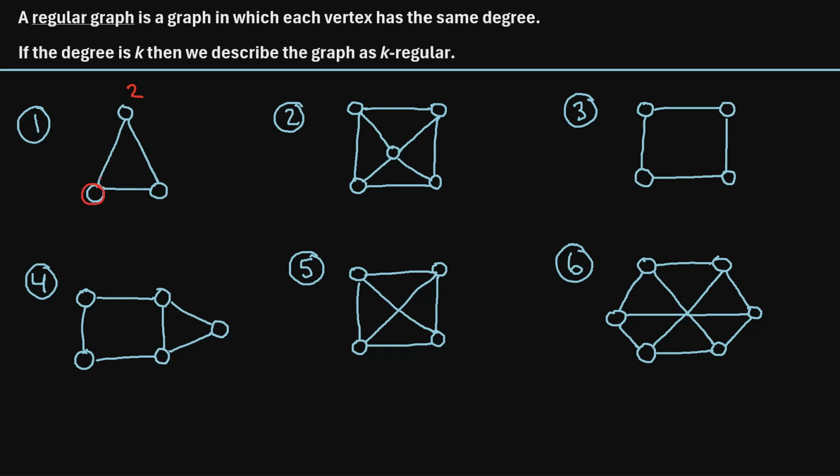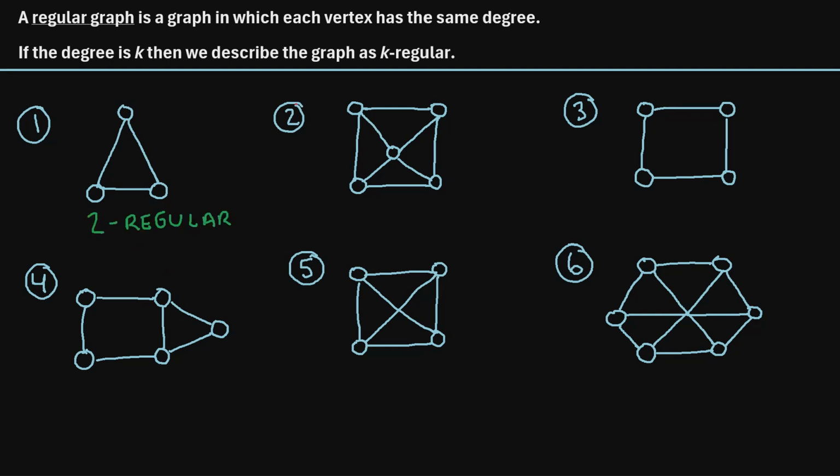Now if we move on to this vertex, we can see this one also has 2 edges that are incident to it. So let's label that as degree 2. And this last vertex, we can see it also has 2 edges that are incident to it. So we'll also label this one with a degree of 2. Now we can see that all 3 vertices in this graph have the exact same degree. They all have a degree of 2. So this graph is a regular graph, and we would describe it as 2 regular. So we'll say 2 regular for that one.